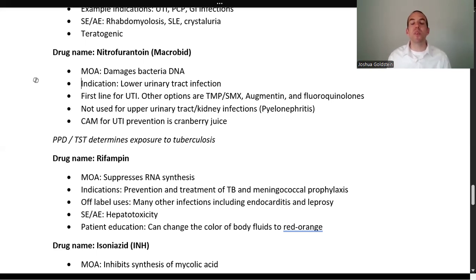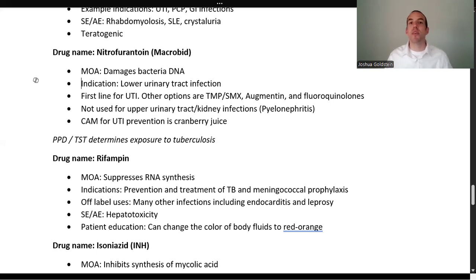What do we use this for? We use this for only one thing. Nitrofurantoin is a drug designed just for your traditional cystitis. Cystitis, in medical terminology, is a UTI. This is very often the first-line drug for UTI, as I mentioned, but this is only for a UTI.